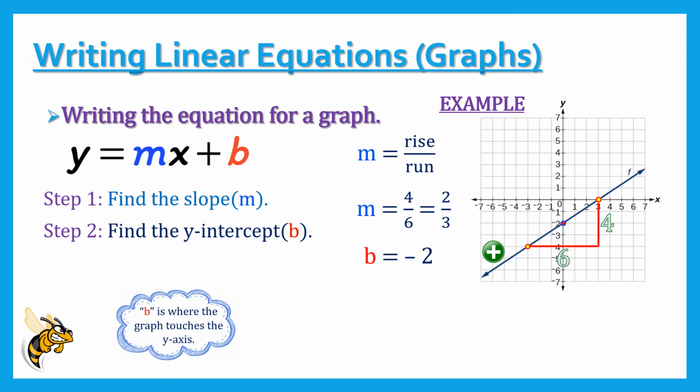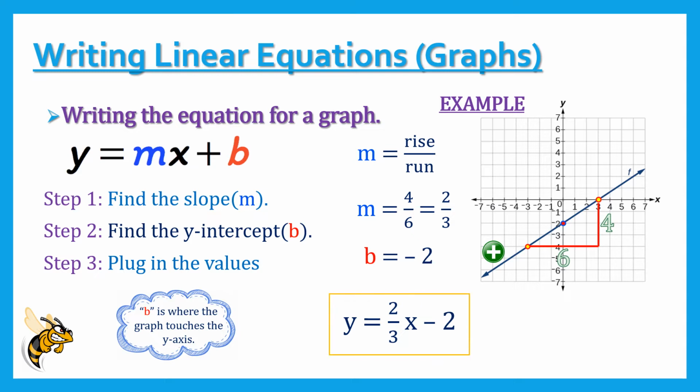Now that we know the values for the m and the b, we can go ahead and plug the values into the slope-intercept formula. So we're going to replace the m and the b only. So y is equal to 2/3 x minus 2. And that's your final answer.